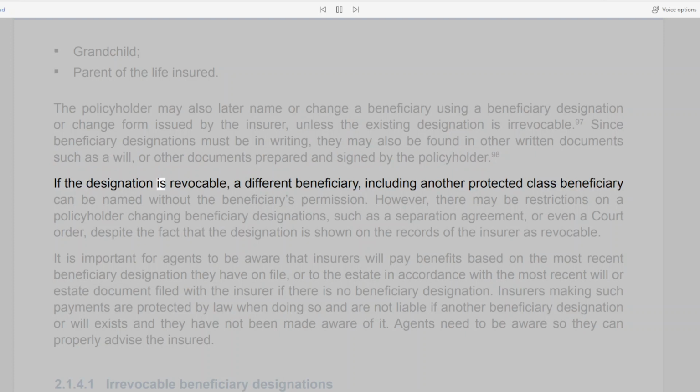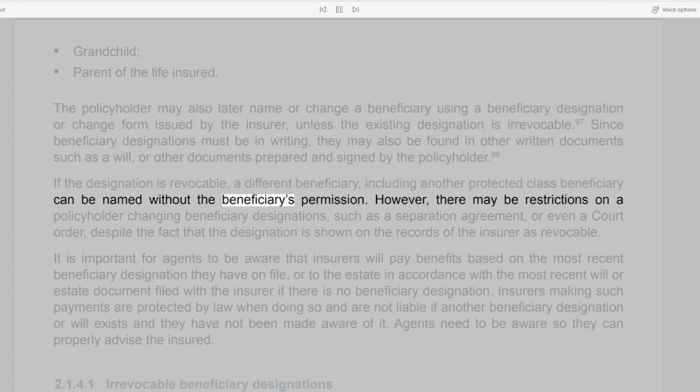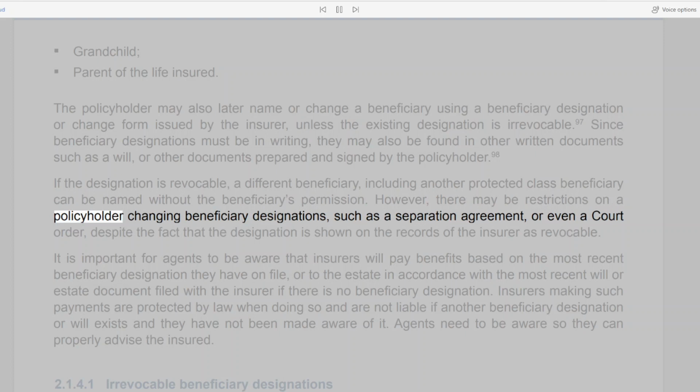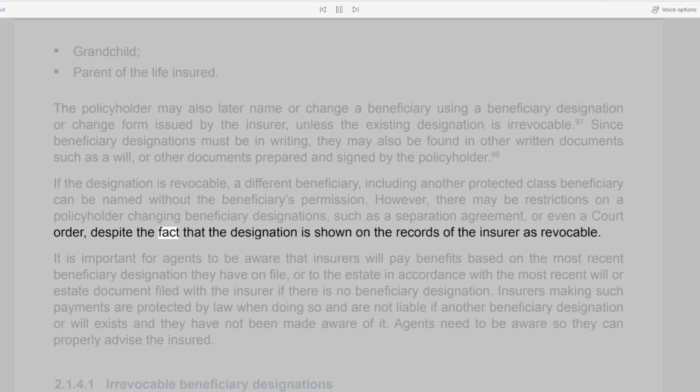If the designation is revocable, a different beneficiary, including another protected class beneficiary, can be named without the beneficiary's permission. However, there may be restrictions on a policyholder changing beneficiary designations, such as a separation agreement, or even a court order, despite the fact that the designation is shown on the records of the insurer as revocable.